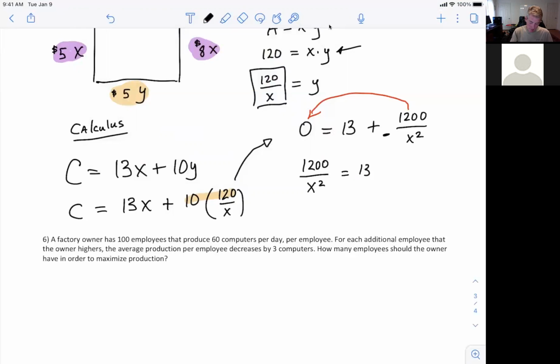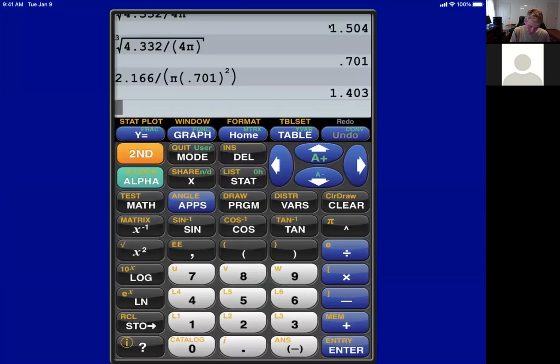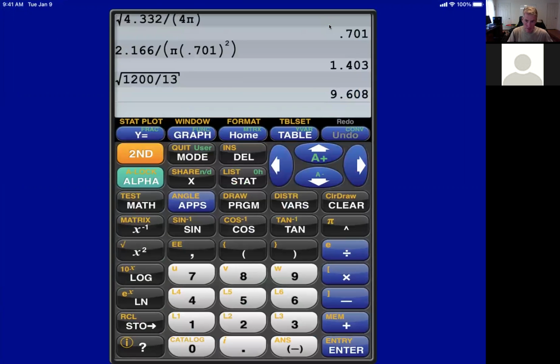And then we just have a couple steps of algebra. So you could multiply both sides by x squared and divide by 13. Or another way to look at it is the x squared and the 13 could trade places. And then finally, I just need to take the square root of 1200 divided by 13. The square root of 1200 divided by 13 is 9.608.